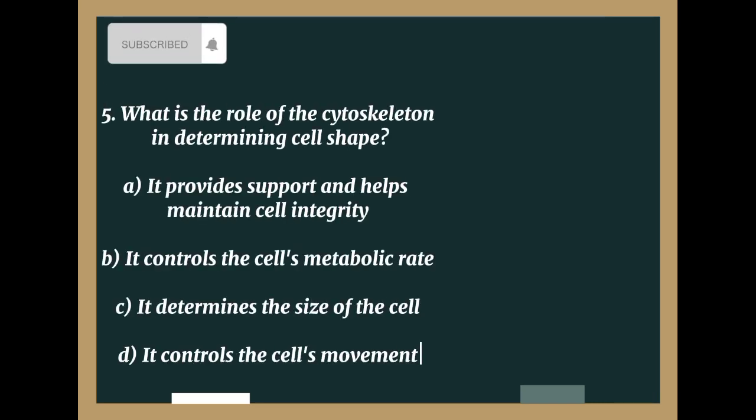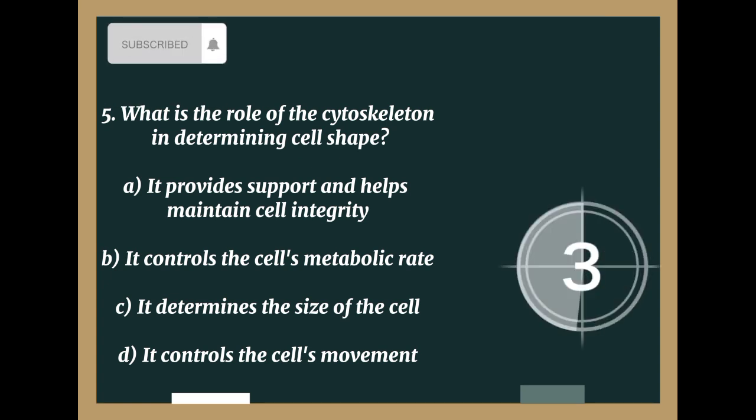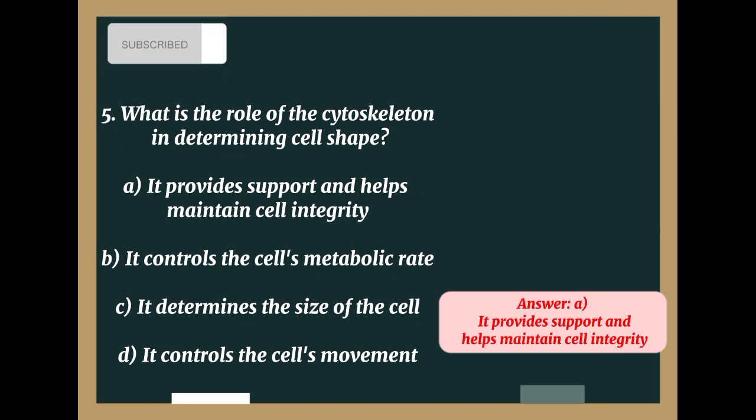5. What is the role of the cytoskeleton in determining cell shape? A. It provides support and helps maintain cell integrity. B. It controls the cell's metabolic rate. C. It determines the size of the cell. D. It controls the cell's movement. Answer A. It provides support and helps maintain cell integrity.